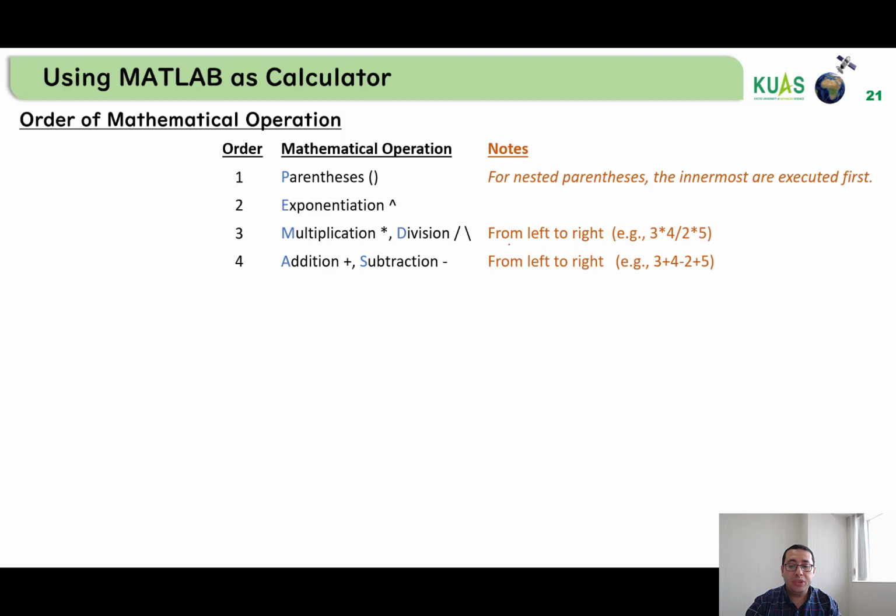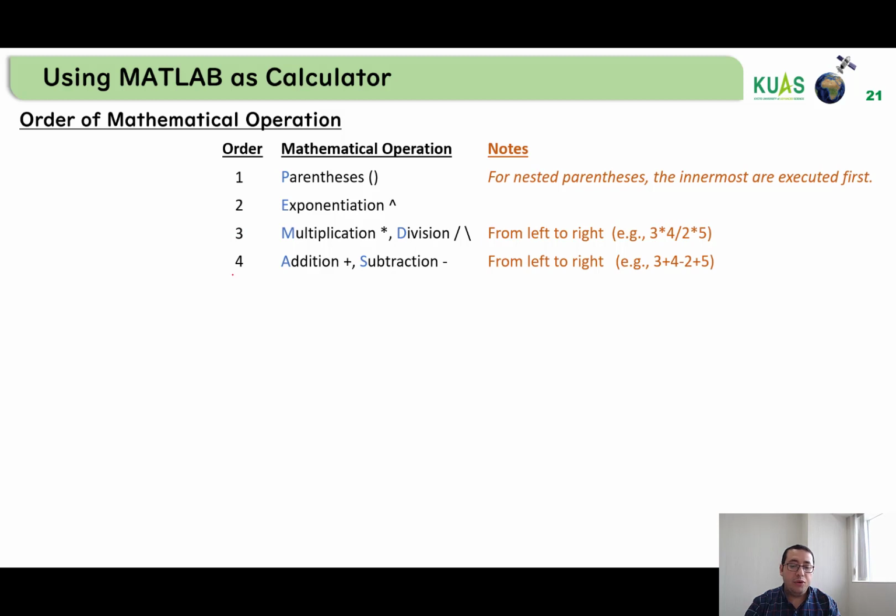And please note that if we have multiple multiplications and divisions, for example, this one, 3 multiplied by 4 divided by 2 multiplied by 5, we have several multiplications and divisions, which should be executed first because both are third order. So in that sense, we execute from left to right. We can say 3 multiplied by 4 first, and the output will be divided by 2, and the output will be multiplied by 5.